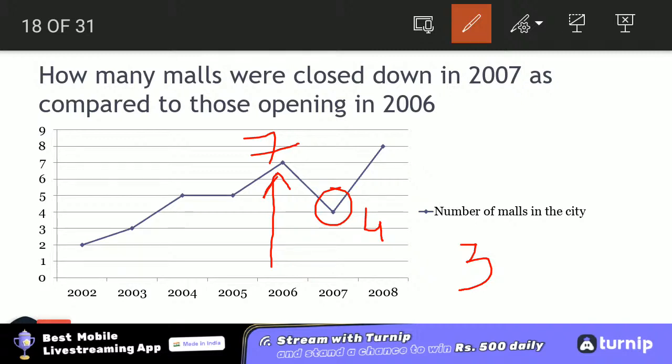I hope, am I audible? Is there any issue regarding the voice, or am I audible, students?